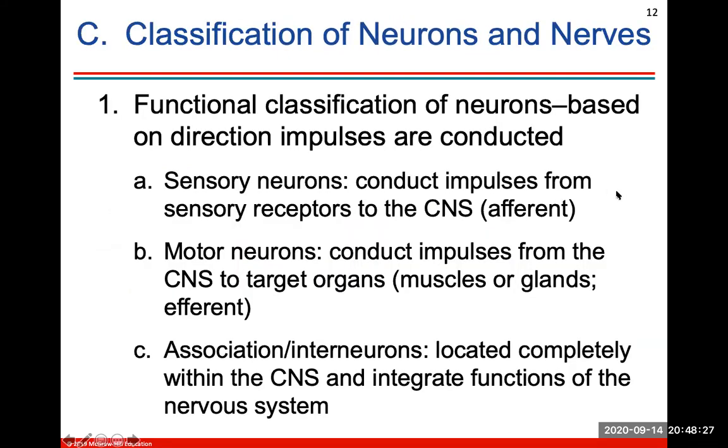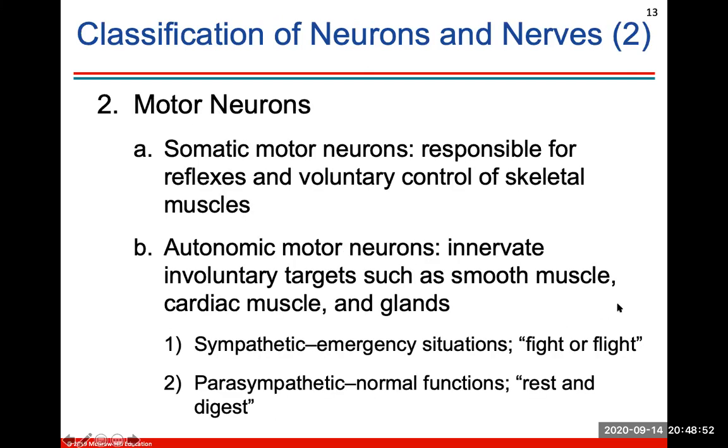So these are functional classifications of neurons based on the direction of impulse. You should know the difference between a sensory and a motor neuron. Sensory neurons conduct impulses to the CNS, your brain and spinal cord, and motor neurons conduct impulses from your CNS on to any target organ. An interneuron is located completely within the CNS and will integrate functions of the nervous system.